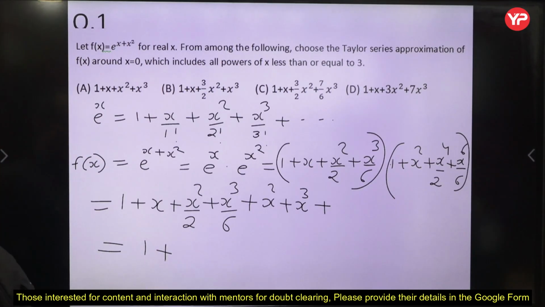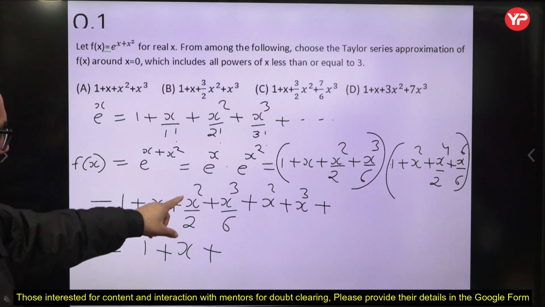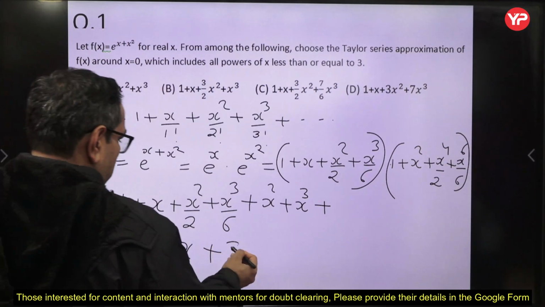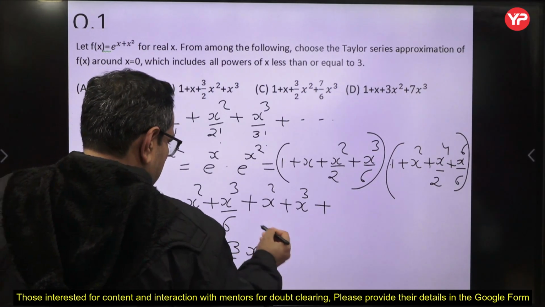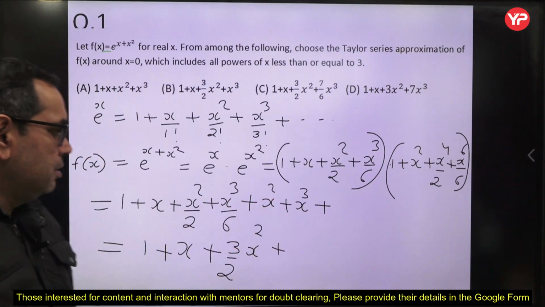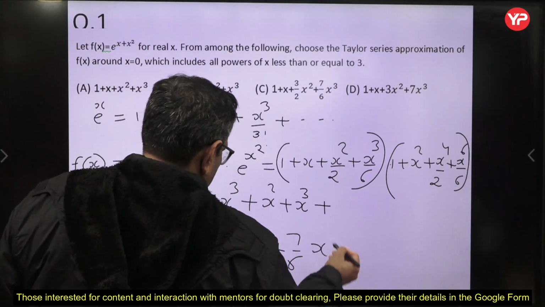So 1 plus x, okay, we are getting 1 plus x plus. Now here we are having 1 upon 2 plus 1, so 3 upon 2 x square, plus 1 upon 6 plus 1, so 7 upon 6 x cube.